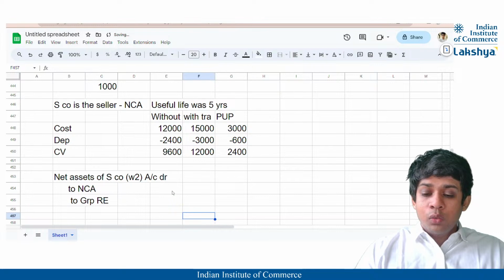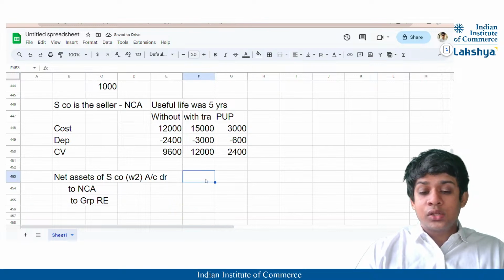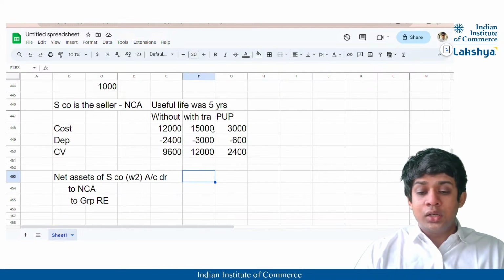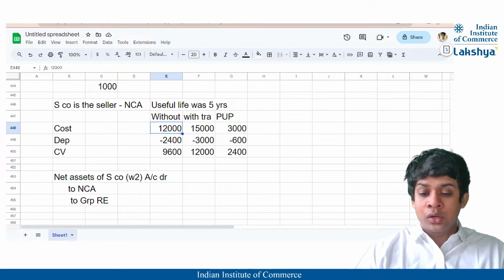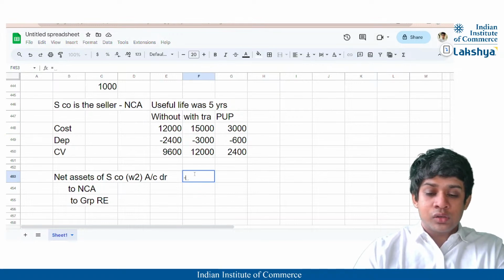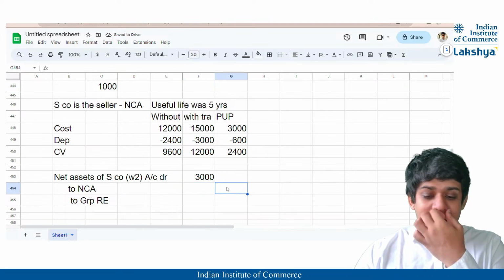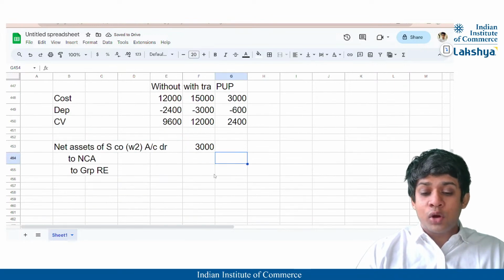Right? So what are going to be the values here? Now, since the subsidiary company is the seller, the subsidiary company obtained a profit of 3,000, because the value to the subsidiary company for this asset was 12,000, but they sold it for 15,000, right? So they earned a profit of 3,000. So I'll just take that 3,000. Then the non-current asset value will be reduced by what amount?